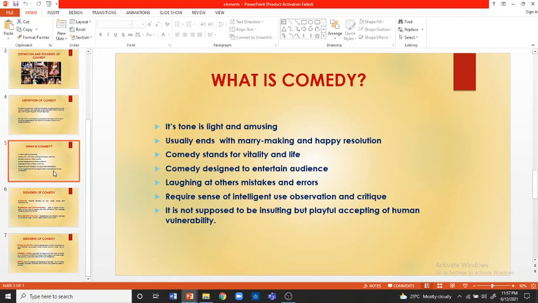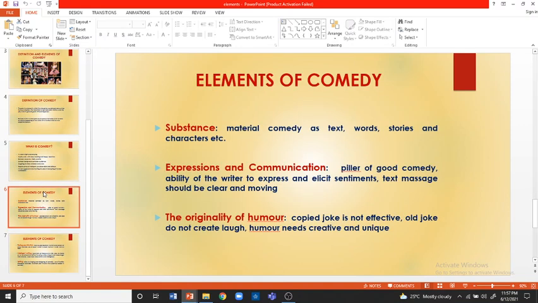Laughing at others' mistakes and errors is not easy. It is comedy, but it requires the intelligent use of observation and critique. It is not insulting, but it is accepting human vulnerability. What we studied here: in elements of comedy, we studied six elements.